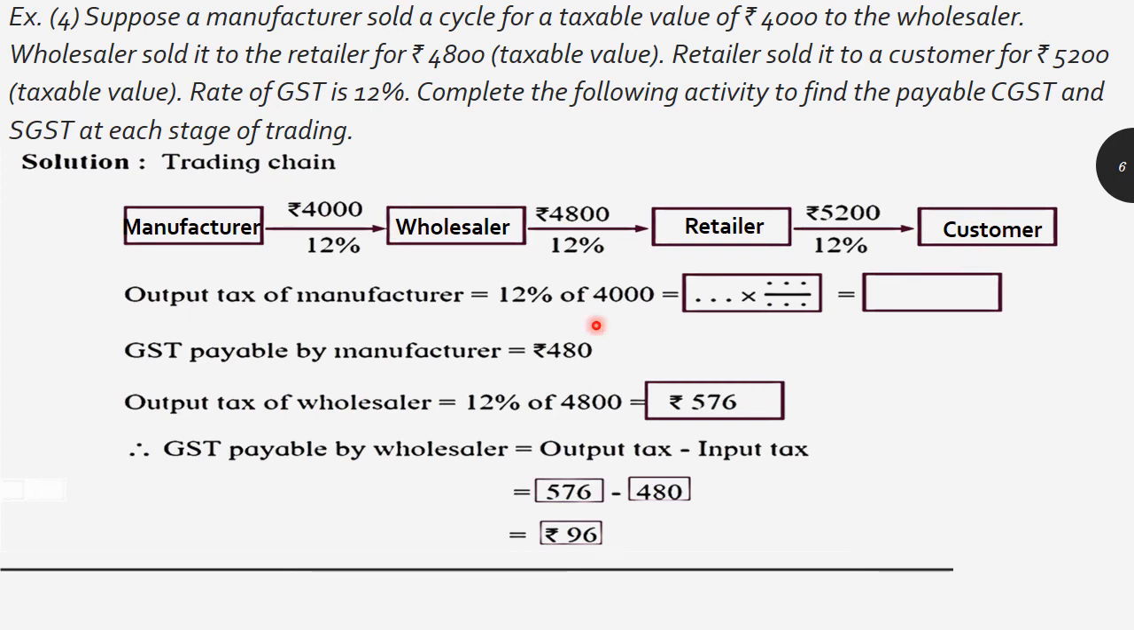Now first thing, output tax of manufacturer will be 12% of 4,000, and that will be rupees 480. Okay. Next things they have already given. GST payable by manufacturer will be directly the 480 rupees, which will go to the government, and output tax of the wholesaler will be 12% of 4,800, and that is rupees 576. So GST payable by wholesaler is, for him the output tax is 576 and the input tax is 480. So 576 minus 480 is 96.